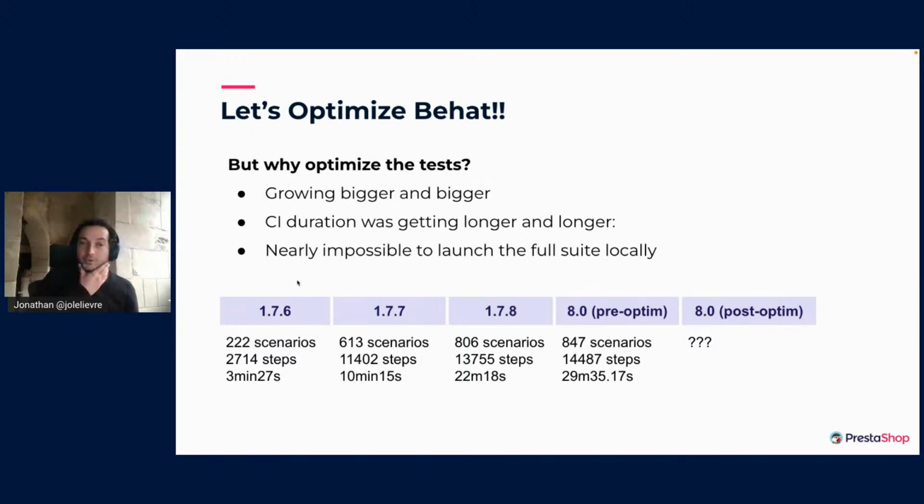I believe it's the first version which integrated Behat tests. They have grown quite a lot during 1.7.7 because of other pages, which include a lot of scenarios. Even more during 1.7.8, which includes most of the commands of the product page, which is under migration.